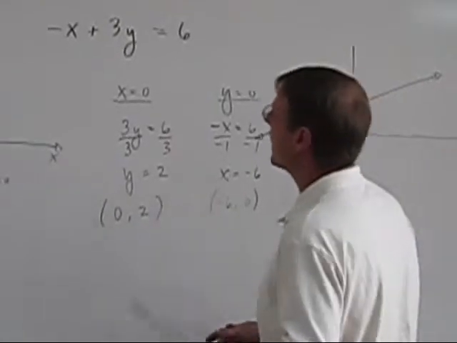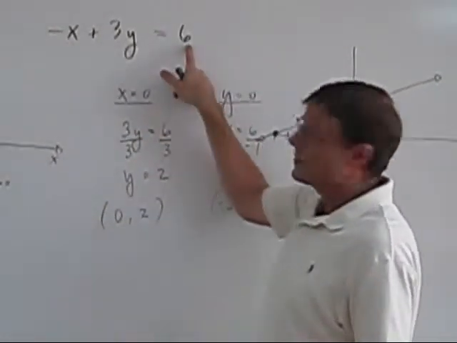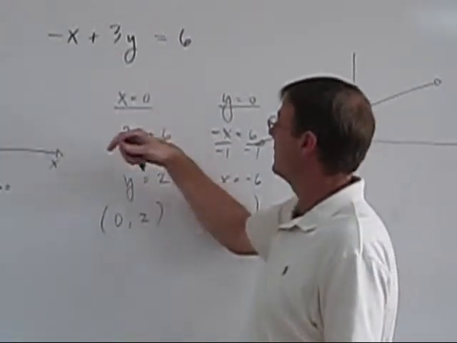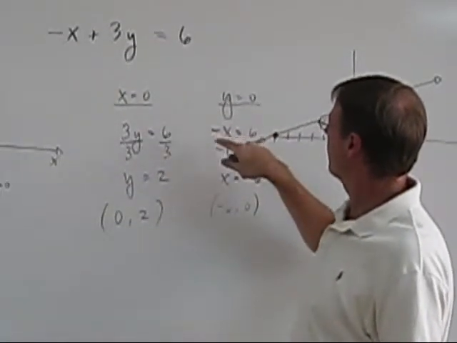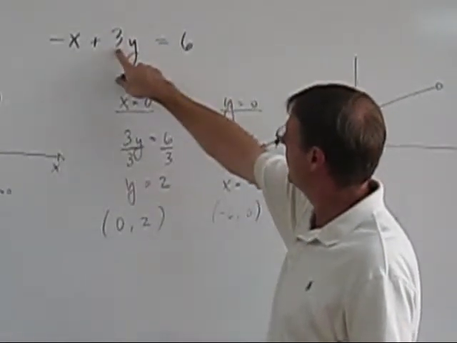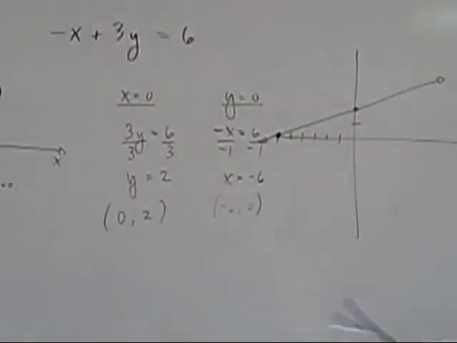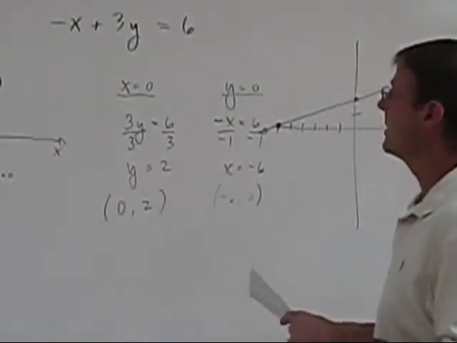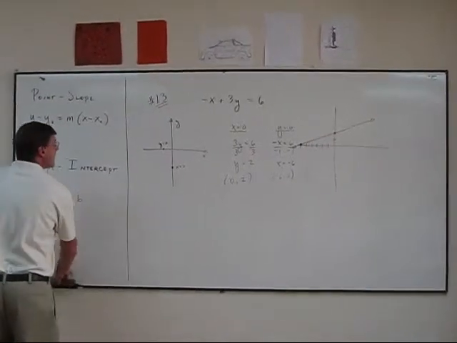A lot of you have realized that the shortcut is to just take this number and divide into this number, and that gets you the numbers you need. So the y-intercept comes from dividing by 3, and the x-intercept comes from dividing by the negative 1. So if you like that shortcut and you feel comfortable with that, feel free to do that. Okay, let's move on to another type of problem.